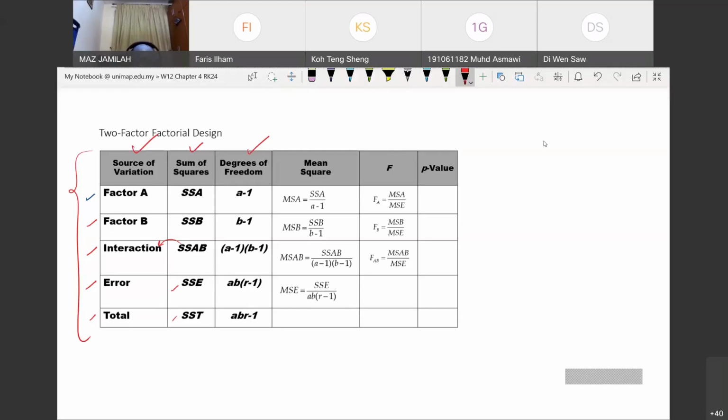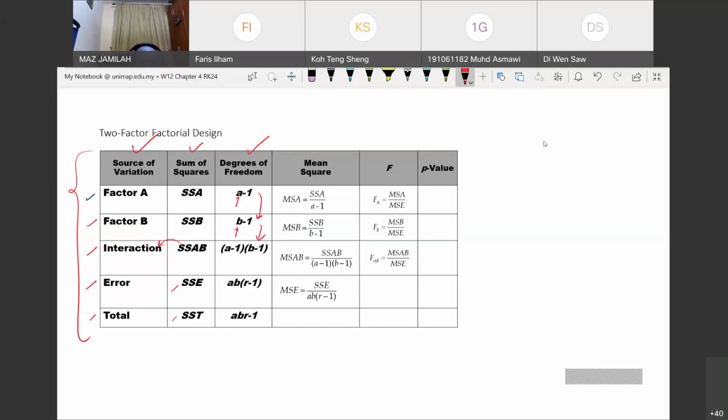So you need to understand this concept. The degree of freedom for factor A would be the number of levels of factor A minus 1. For factor B, the degree of freedom will be the number of levels of factor B minus 1. And then for the interaction, you just multiply these two.